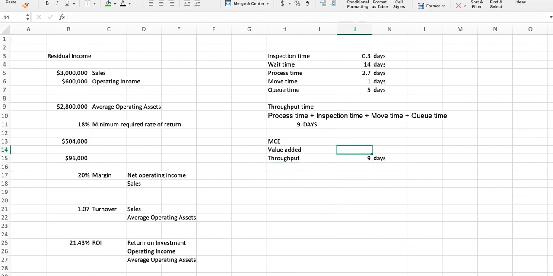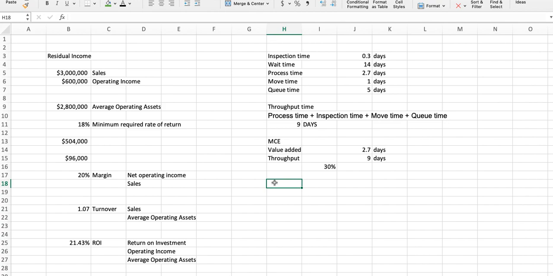What is our value added time, though? Well, if you look at the definition in the book, you'll see that for this particular scenario, value added is only processing time. So that one is our 2.7 divided by 9. So we have a manufacturing cycle efficiency of 30%, which, is it good, is it bad? I don't know. We have to compare it to something.